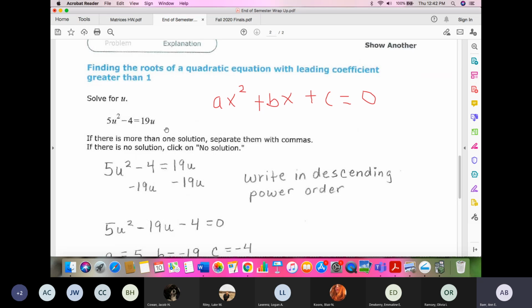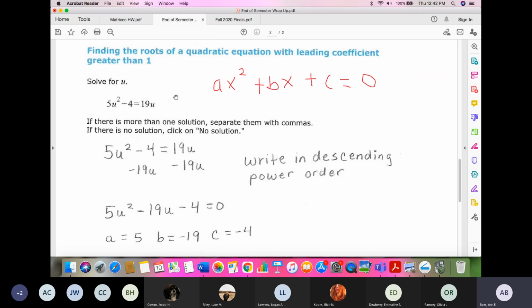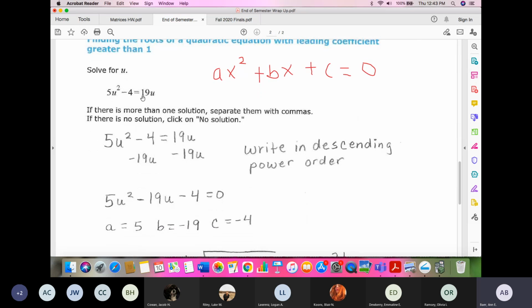This does not have a 0 on one side yet, so we need to get a 0, no matter which route you take. If you didn't have the middle term, there would be other ways to solve this, but you've got the u term here. So we need to get everything on one side, and we want to keep our leading coefficient positive, the coefficient in front of the u to the highest power, because it's easier to work with, whether you're using the quadratic formula or factoring.